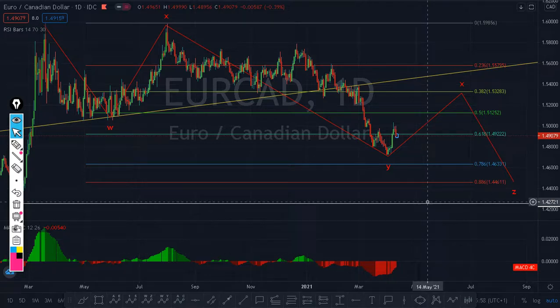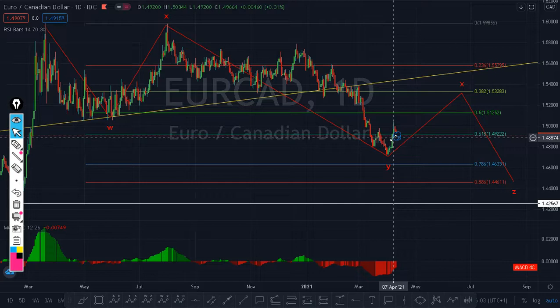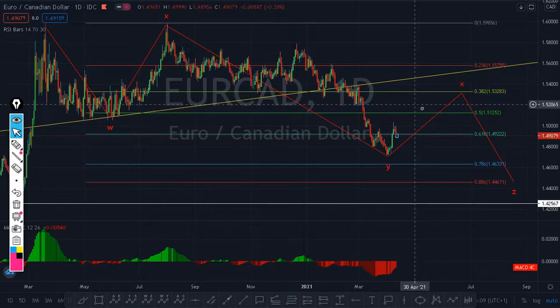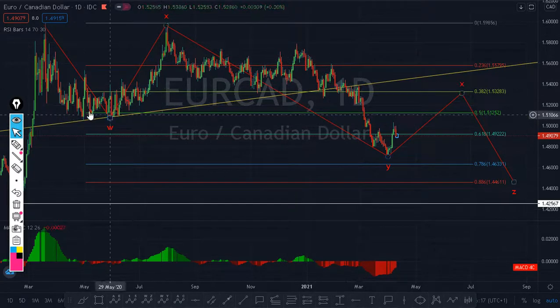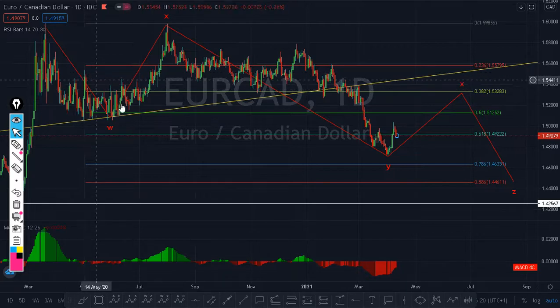Okay, this very move is sharp, and when you get a sharp move, you hope for it to continue, or sometimes it doesn't continue. For instance, this move is sharp, but it didn't continue. This move is sharp, but it didn't continue. So when you get a sharp move, we hope for it to continue.